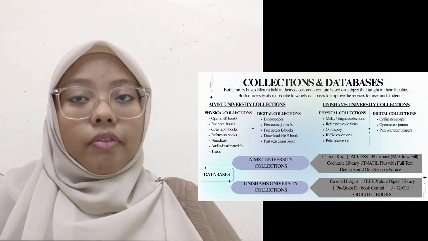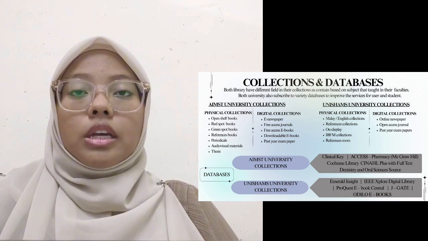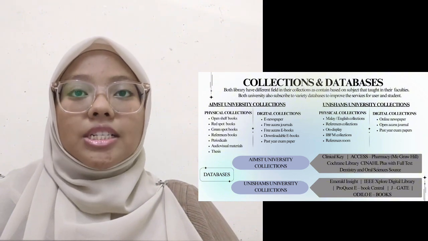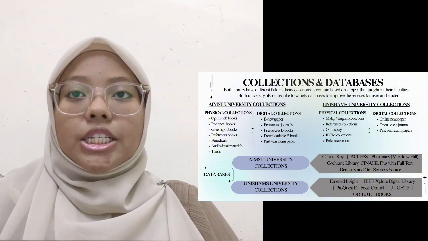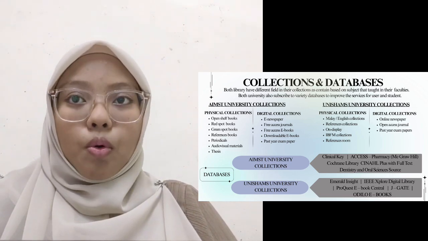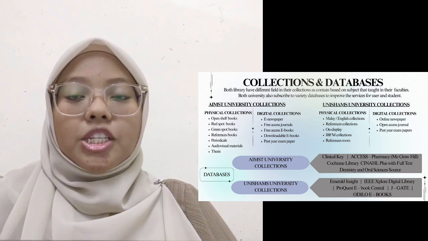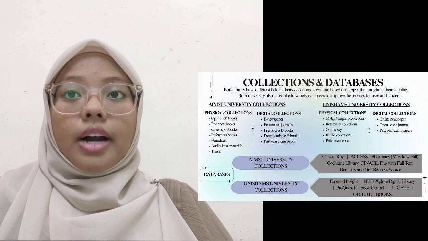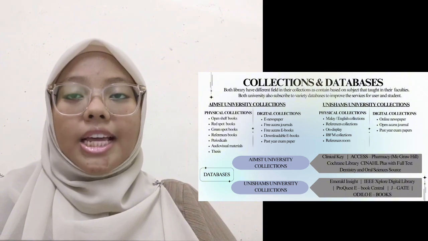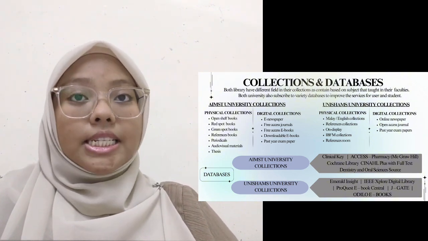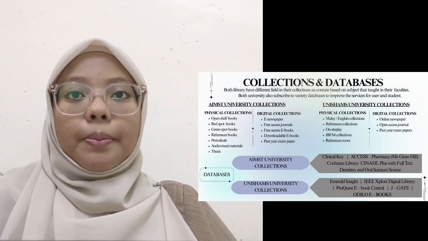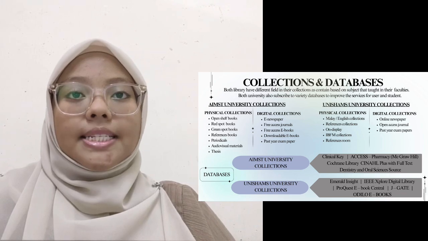For the Ames University collection, there are two forms of collection, which are physical and digital collections. For the physical collection, they have open shelf books, red spot books, green spot books, reference books, periodicals, audiovisual materials, and theses. For red spot and green spot books, the user needs to have specific qualifications to get access to them. For the digital collection, they have e-newspapers, free access journals, free access e-books, downloadable e-books, and past year exam papers.